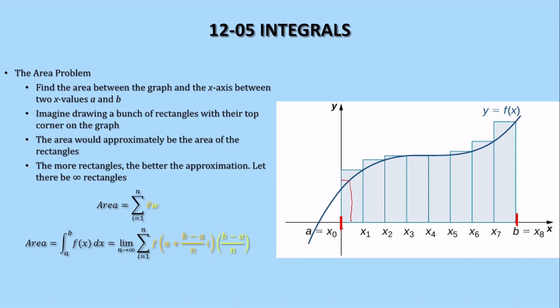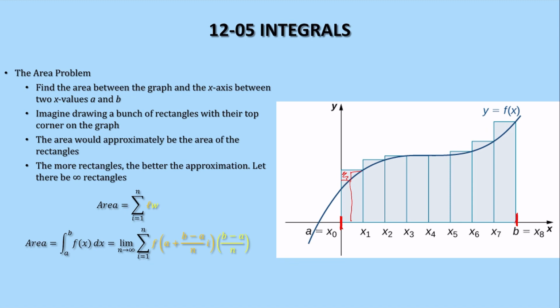So let's say I put in twice as many. That little bit wouldn't be there anymore. And so it would be a better estimate. So we would like more rectangles. We'd like an infinite number of rectangles. Well, the area of each rectangle is the length times the width. And if I add those all together, I have a sum.